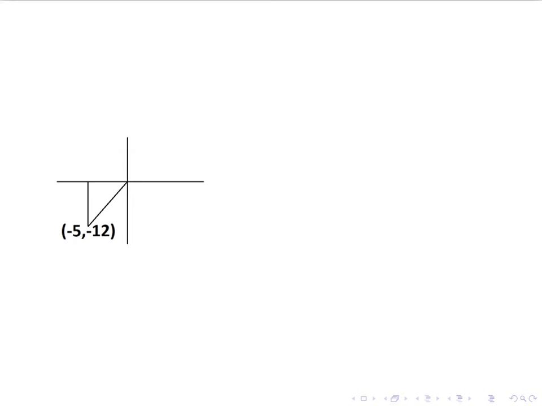So let's try another one. Now we're looking for the trig values of the angle whose terminal side goes through -5, -12. So now both x and y are negative, and we're in quadrant 3. And again, I'm going to draw a vertical line to the x-axis. And I have my right angle here. And again, the angle that I'm interested in is the one that's up against the origin.